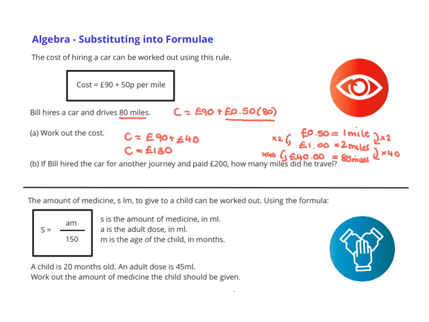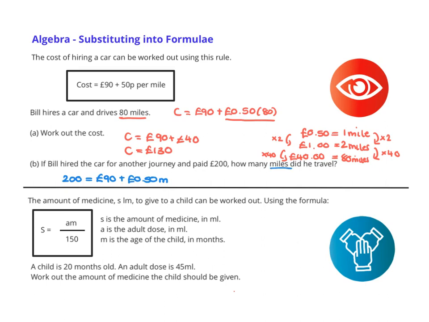Moving on to part B then, if Bill hired the car for another journey and paid £200, how many miles did he travel? I now need to work backwards through the formula. So I'm just going to change colour. This time we know the cost is 200. There was that flat fee of £90 and we paid 50p per mile that we travel. I don't know how many miles I travelled, so I'm going to label that M.